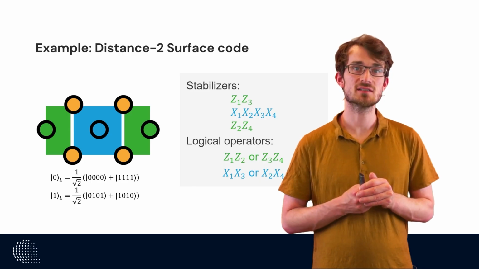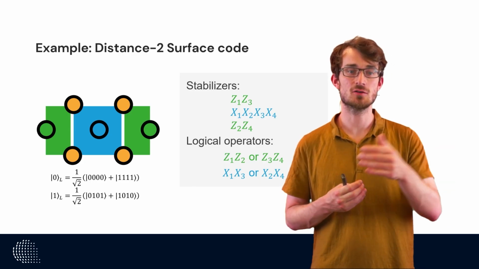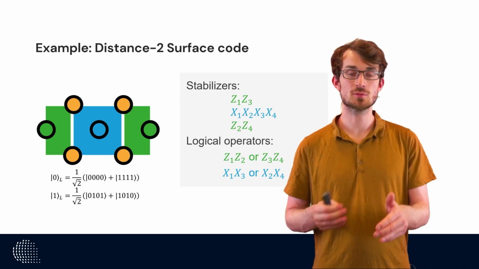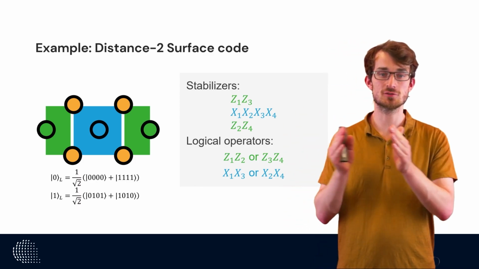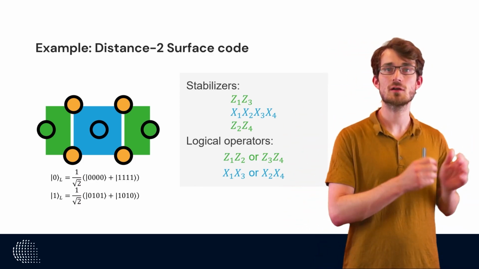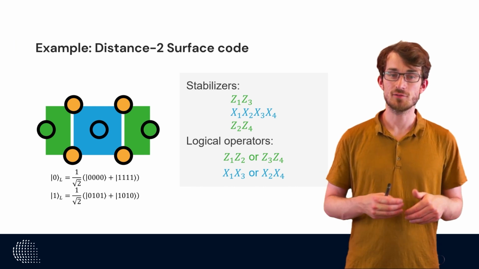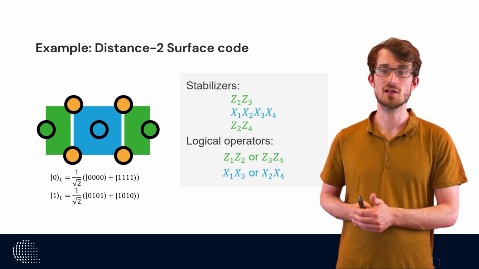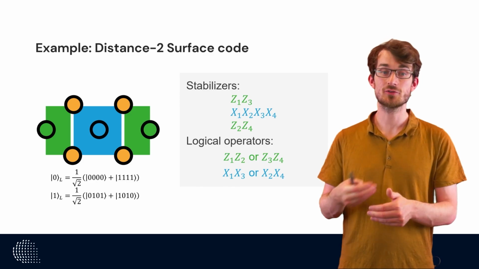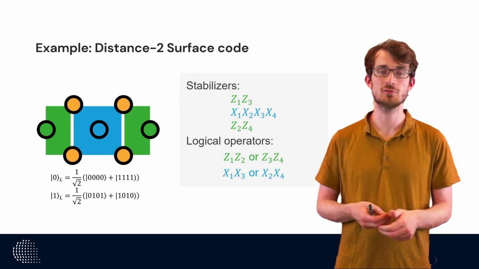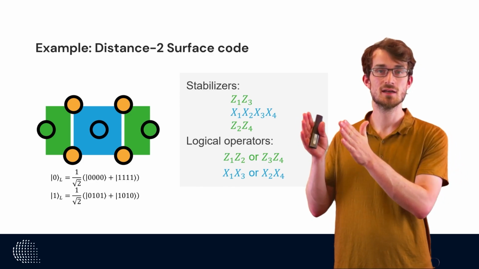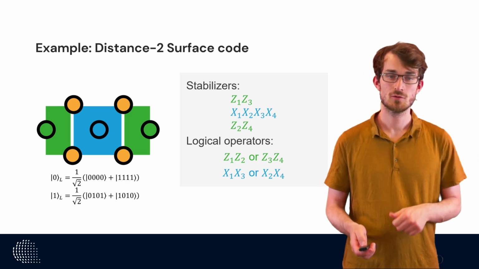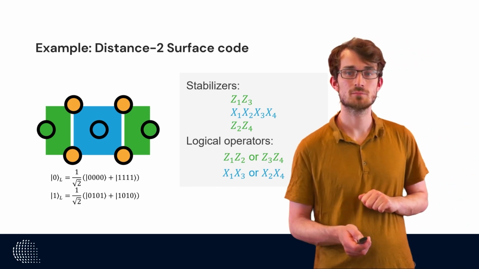With these logical operators defined, we can define the logical states. In this case, the logical 0 is the equal superposition between the states 0, 0, 0, 0 and 1, 1, 1, 1 of the data qubits. And we can then get to the logical 1 state by simply applying the logical X operator, either of them, to the logical 0 state. And you see that we end up then in the state 0, 1, 0, 1 plus 1, 0, 1, 0 with 1 over square root of 2 in front.